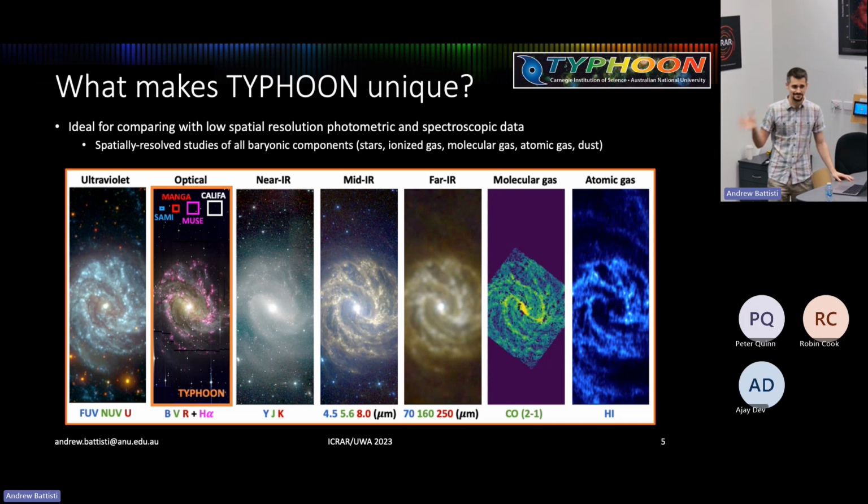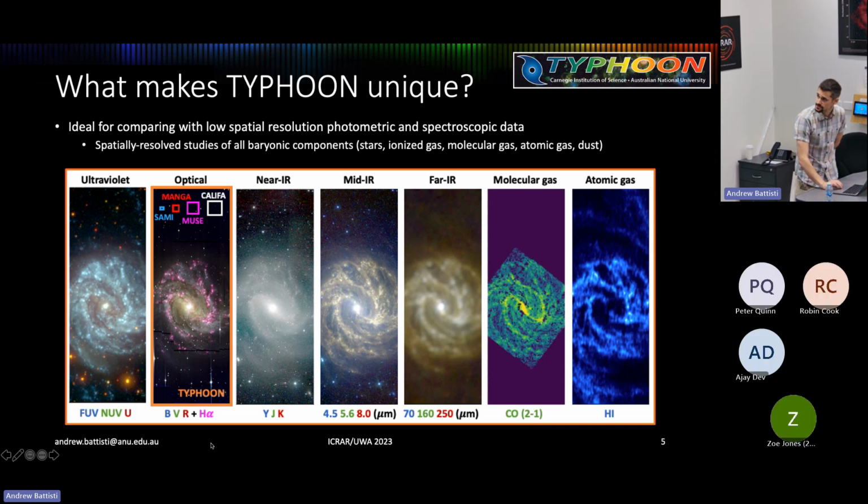Yeah, and as I mentioned, the thing that makes Typhoon unique is its massive field of view. That's illustrated here in the second panel. This orange box is the Typhoon field of view for M83, and those other colored boxes show the field of view, for example, of SAMI or MUSE. The field of view is anywhere from 100 to 1,000 times larger than these other instruments. That's particularly useful for comparing to low resolution data sets like far infrared or HI 21 centimeter emission.